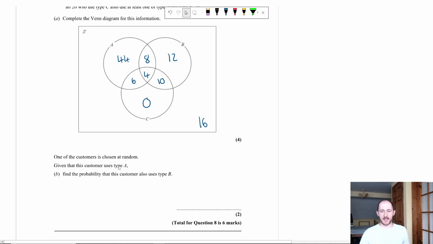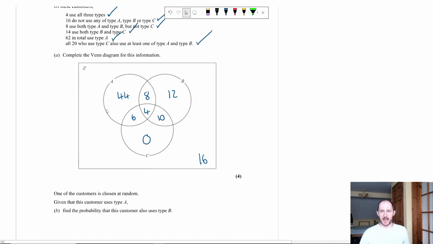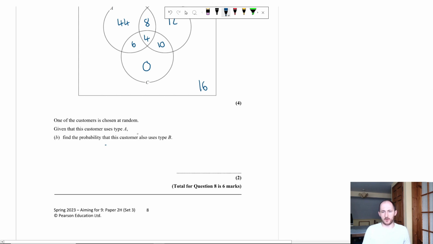One of the customers is chosen at random. Given that he uses A, what's the probability that he also uses B? So we're just looking at this A circle here. Now, how many of these people in A use B? Well, it's these two numbers here, 8 plus 4. So we're going to do 8 plus 4 for our number of people that use B.